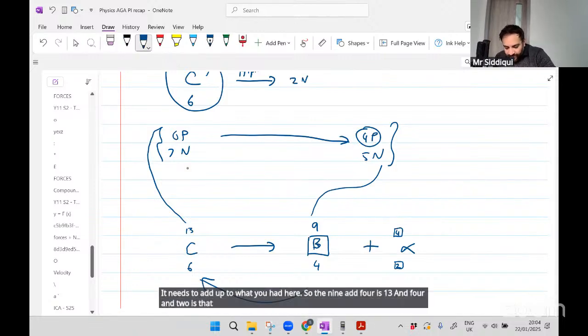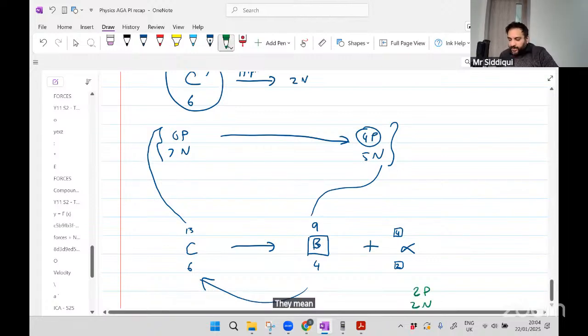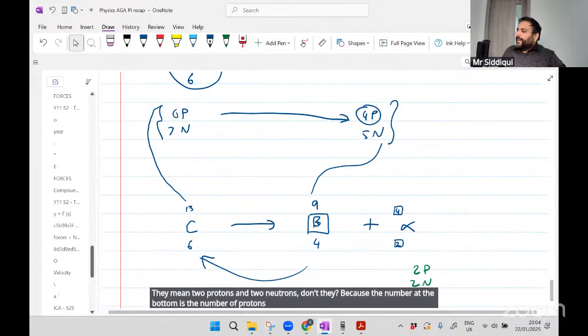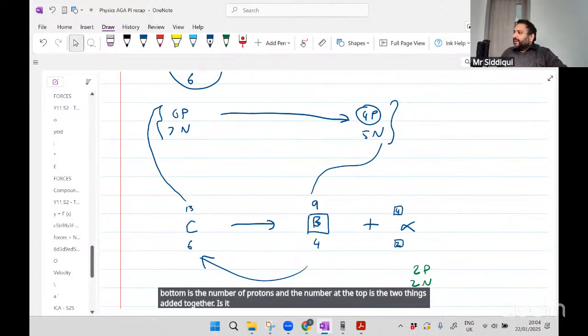The reason this is often shown here is because effectively what do a 2 at the bottom and the 4 on the top mean? They mean 2 protons and 2 neutrons, don't they? Because the number at the bottom is the number of protons, and the number at the top is the 2 things added together. Is it Be? Okay, fine. Yeah, fine.